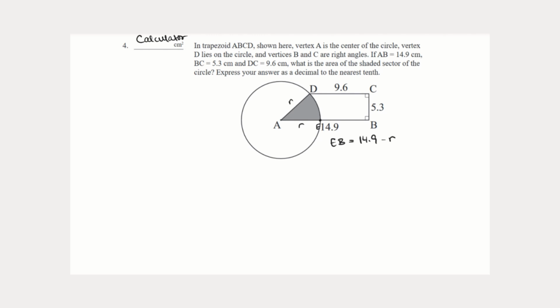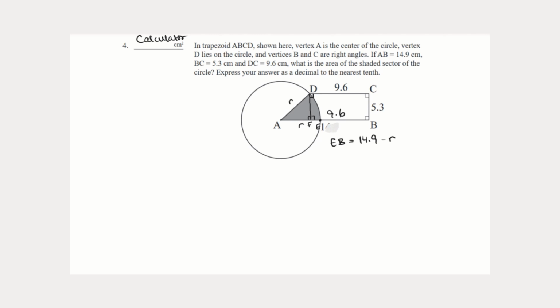Okay, so the shaded sector of the circle is going to be some fraction of this circle, and that can involve figuring out angles. So, for example, I'm actually going to draw this down. You draw a perpendicular from D down to AB, and let's call this F. This makes DCFB a rectangle. So what that tells you is that this bottom side is 9.6. I'm going to cover the 14.9 with something so we don't get distracted by it.